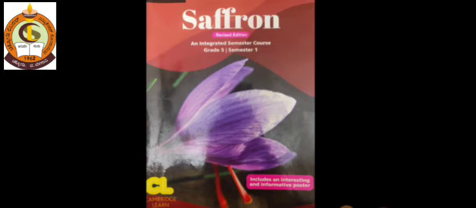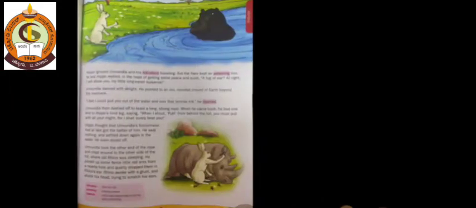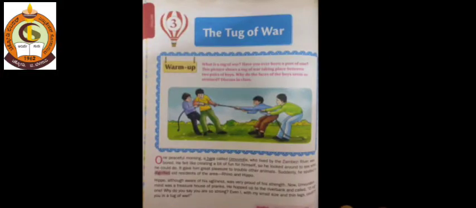So, children, open your English textbook, page number 30. Okay. So, children, chapter number 3, that is The Tug of War. So, children, what have we learned in the last class? Yes, we have learned about the tug of war.